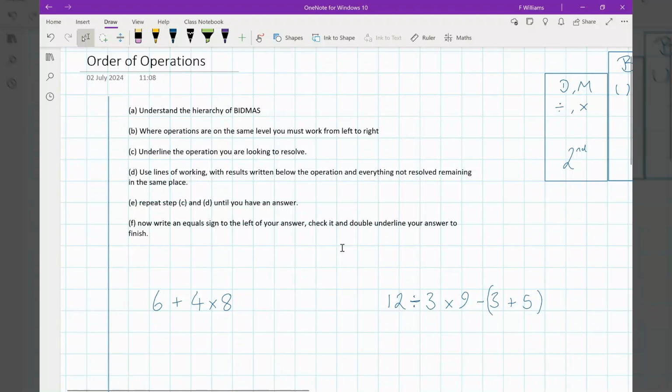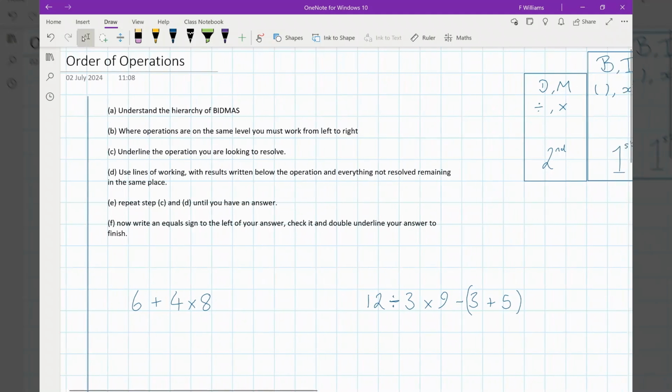Okay, so order of operations. This is the method that we want you to follow. Again, this is not an explanation of why this works, it's an explanation of the method. So if you want to know why these methods work and why we have to follow things like BIDMAS, then ask your teacher or find out in the lesson. This is just an explanation of how we want your method to look and how it works.